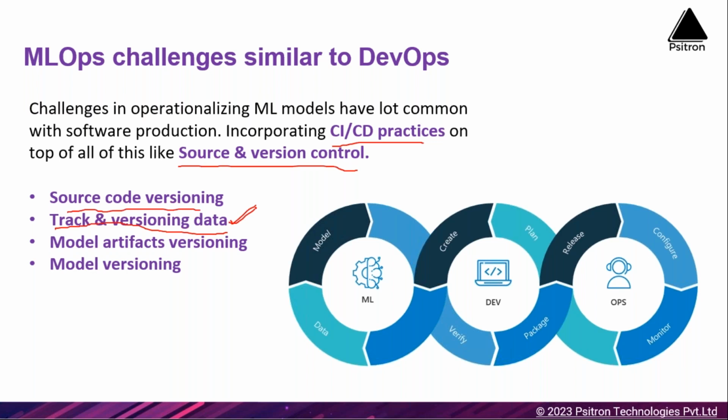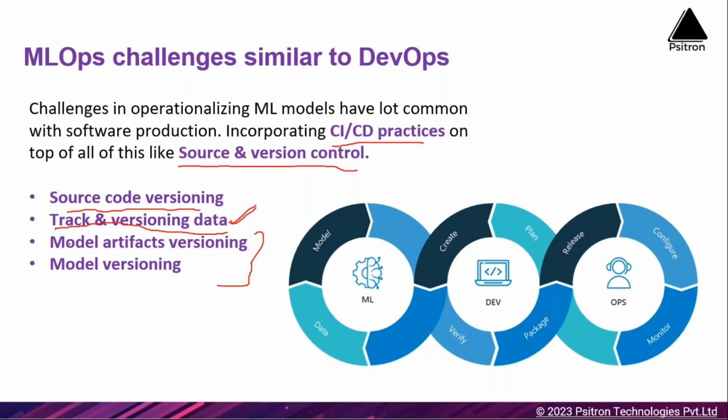There are tools like DVC, which we call data version control. There are tools on top of AWS, Azure, or GCP that you can use to version your data. Then, if your data is changing, your model is changing. Let's say you have two versions of your data, then you're going to have two versions of your ML model, isn't it? So you also need a tool to version your model artifacts and model versions.